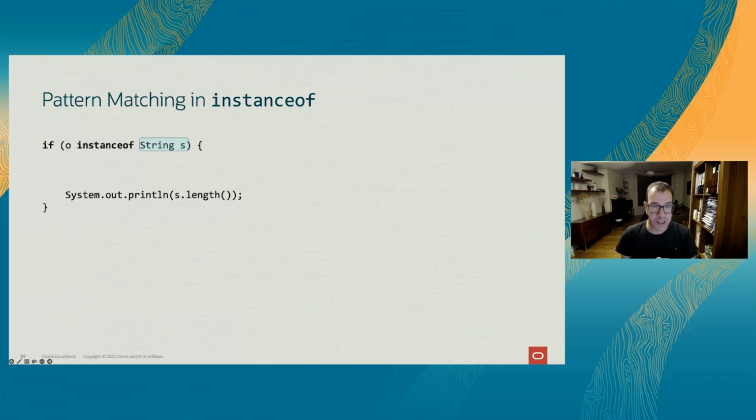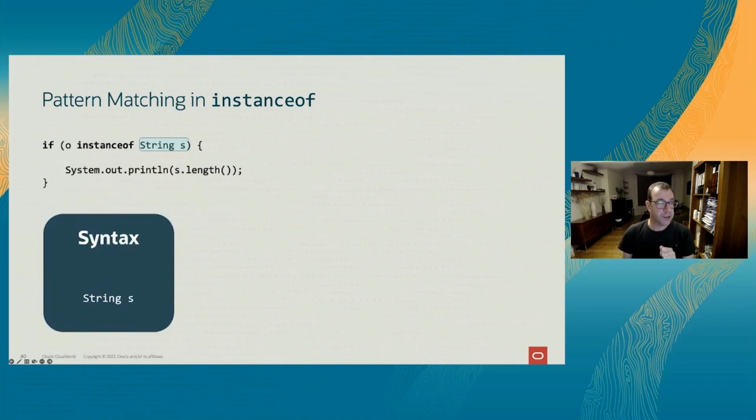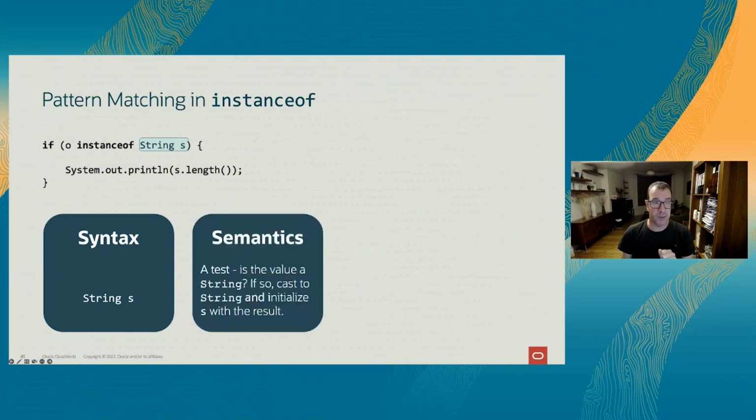So what's going on? Well, let's break it down. A type pattern looks like a variable declaration. Not by accident, it looks like a variable declaration because it is a variable declaration. We sometimes call a variable that's declared in a pattern a pattern variable. What's different is the semantics.